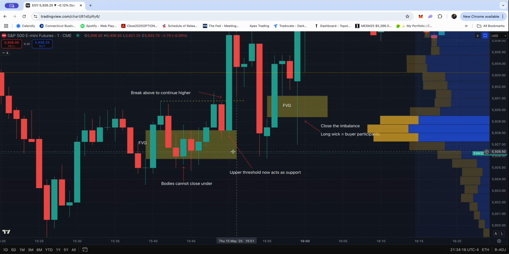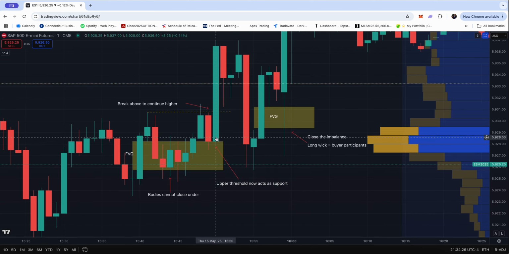So if you were looking at a long entry, potentially you're entering here if you have a higher risk tolerance and you're setting your stop loss back here. In this case, you would have been rewarded. If you're more conservative, you're entering in this area after the retest, and you would have been rewarded pretty heavily as well for that.